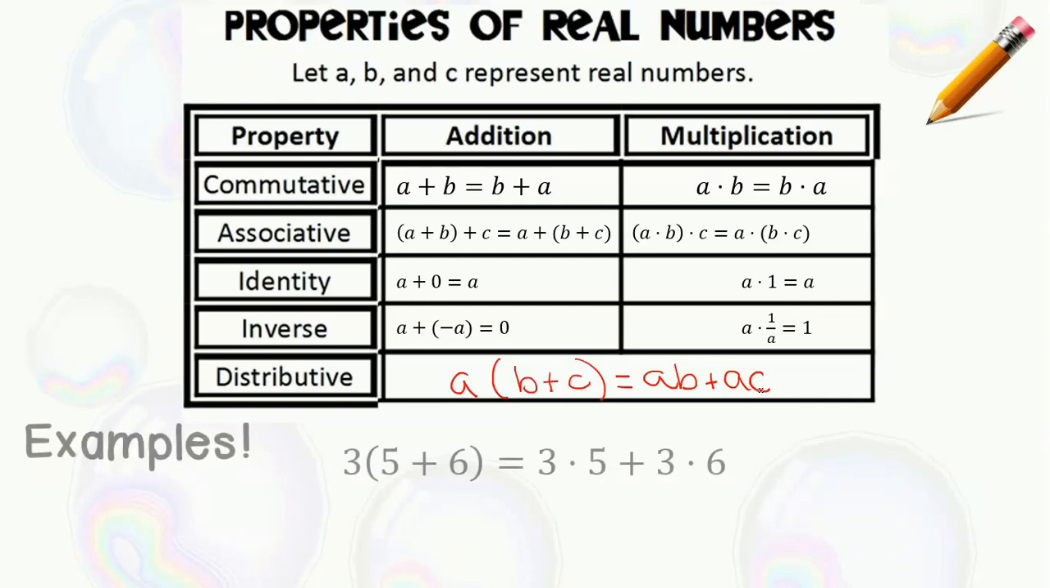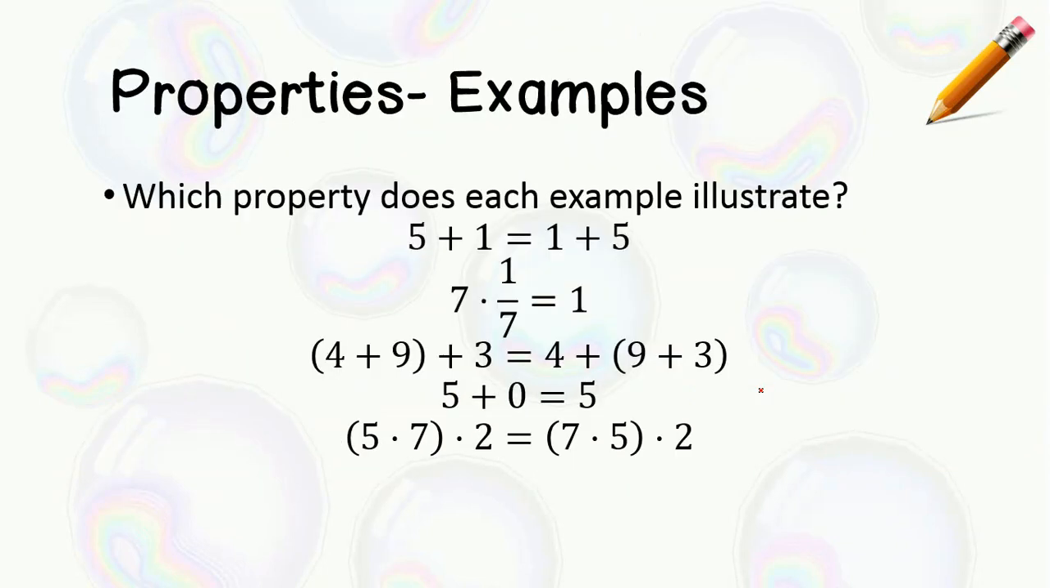So here's an example. I would have 3 outside parentheses and then 5 plus 6 inside. So I can take that 3 and distribute it to the 5 and to the 6. Now, normally you're not going to use it with a 3, but you're probably going to see an X in there and then you're going to distribute it. And that's usually when you're going to use the distributive property. So let's take a look.